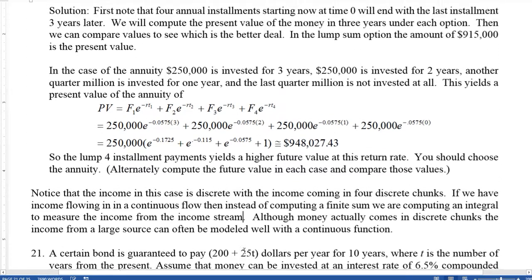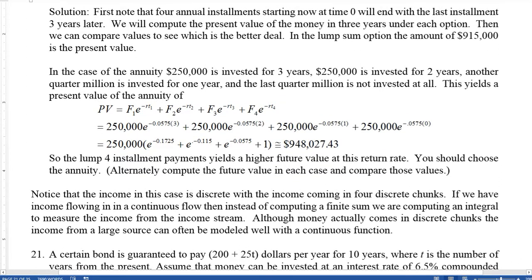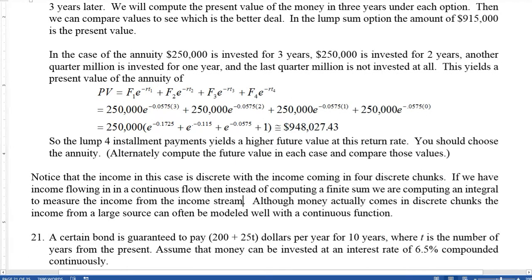So let's take a look here. Let's say we've got a bond, and it's guaranteed to pay 200 plus 25 times t dollars per year, and it's going to do this for the next 10 years. So the amount it's paying is actually going up each year. Now assume the money can be invested at an interest rate of, let's say, 6.5% compounded continuously. Actually, as I'm doing these videos, that would be a super good rate right now. But let's pretend we can get that rate.